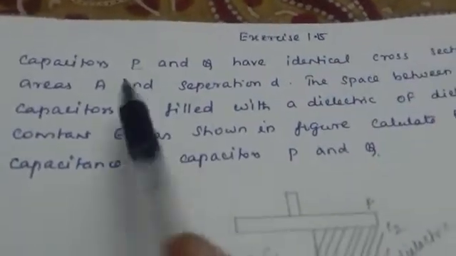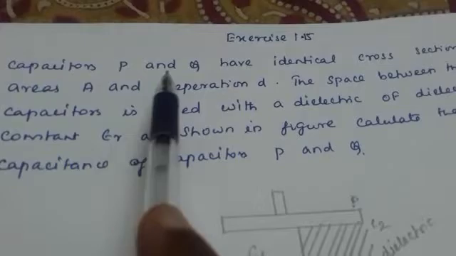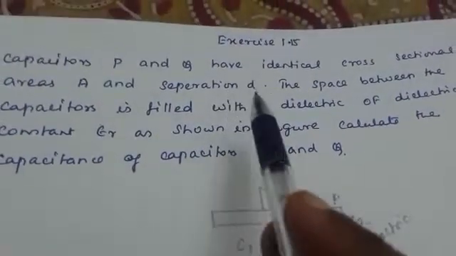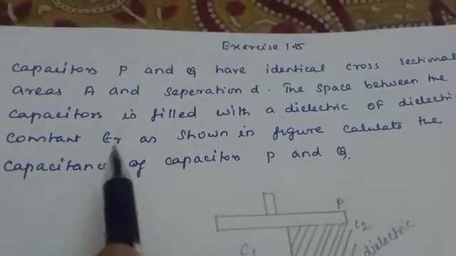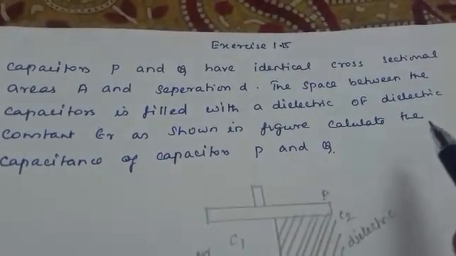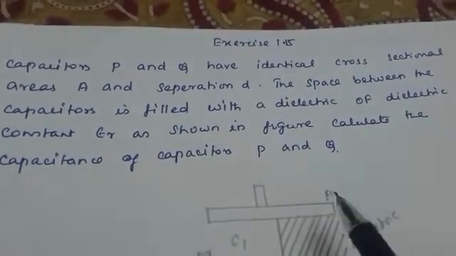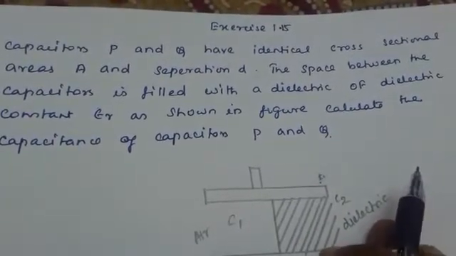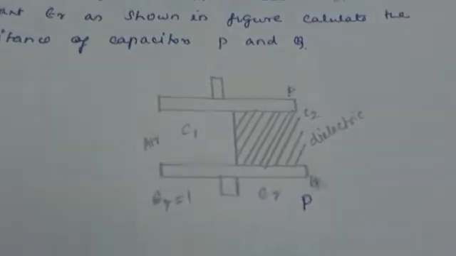Exercise 1.145. Capacitors P and Q have identical cross-sectional area A and separation D. The space between the capacitors is filled with a dielectric of dielectric constant epsilon R as shown in the figure. Calculate the capacitance of the capacitor P and Q. Now this is your P capacitance.